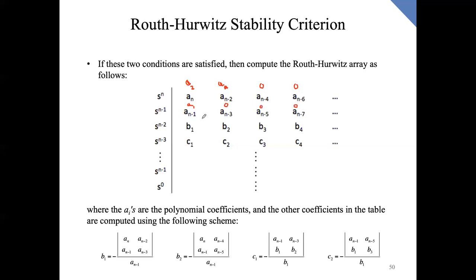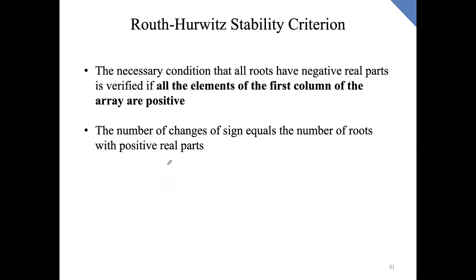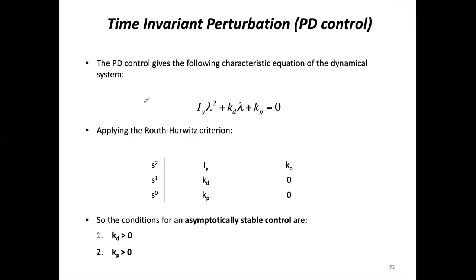So it means that all the other coefficients for our case will be 0. The other row that we have to consider is only this row here, and it will be given by the determinant of this submatrix divided by an minus 1, so this term here. If you study this criterion in detail, you find that all the terms in the first column have to be positive in order to have a stable system. So let's apply this criterion to this system.